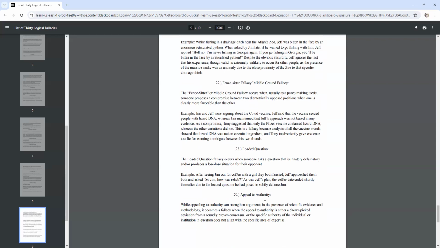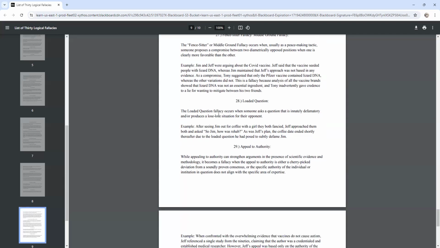Example, Jim and Jeff were arguing about the COVID vaccine. Jeff said that the vaccine seeded people with lizard DNA, whereas Jim maintained that Jeff's approach was not based in any evidence. As a compromise, Tony suggested that only the Pfizer vaccine contained lizard DNA, whereas the other variations did not. This is a fallacy because analysis of all the vaccine brands showed that lizard DNA was not an essential ingredient, and Tony inadvertently gave credence to a lie for wanting to mitigate between his two friends.